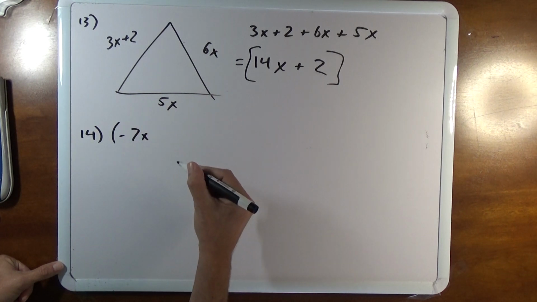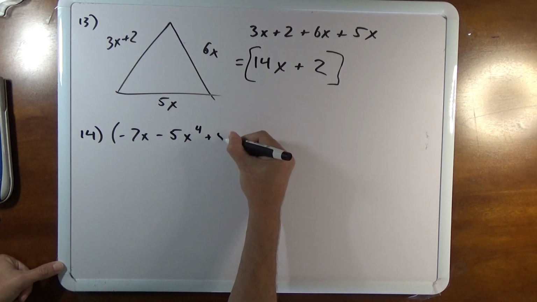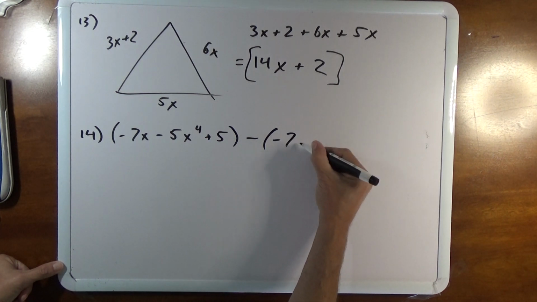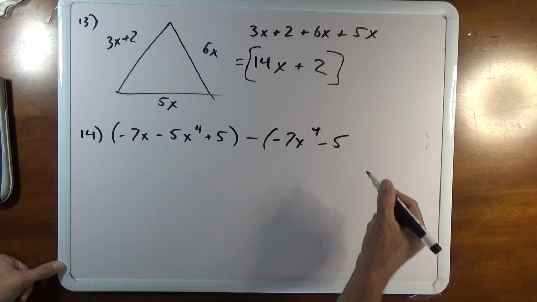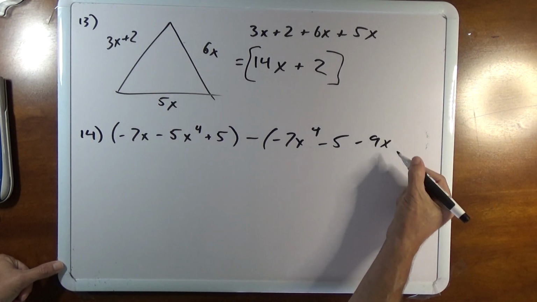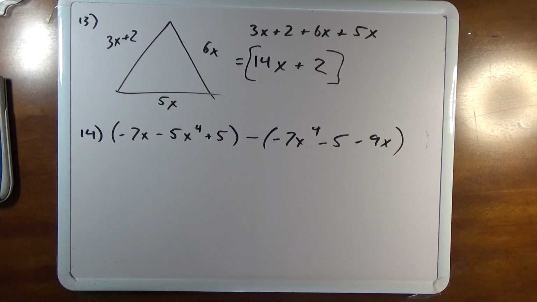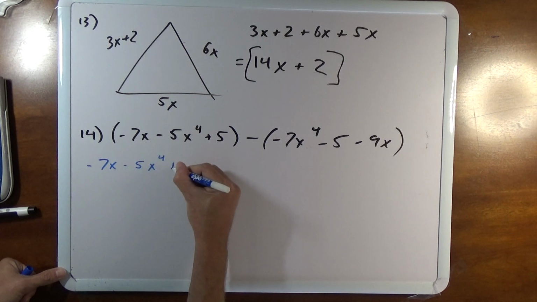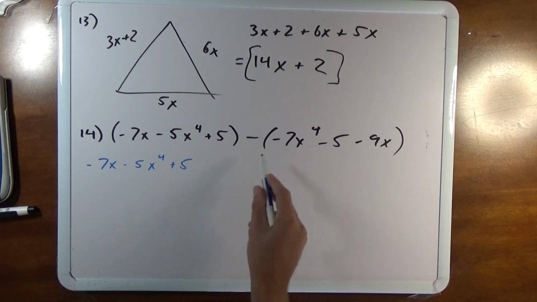Negative 7x minus 5x to the fourth plus 5, and I'm subtracting a quantity of negative 7x to the fourth minus 5 minus 9x. Okay, so what I'm going to do is rewrite this first one without the parentheses. Negative 7x minus 5x to the fourth plus 5. And now I'm going to change the sign of every value in this quantity.